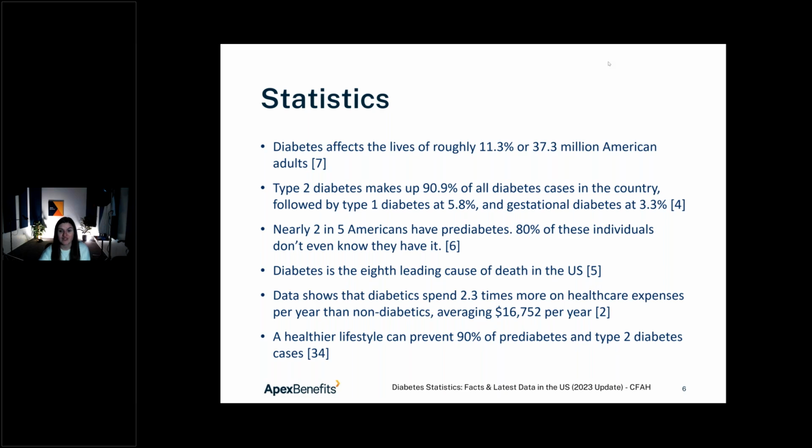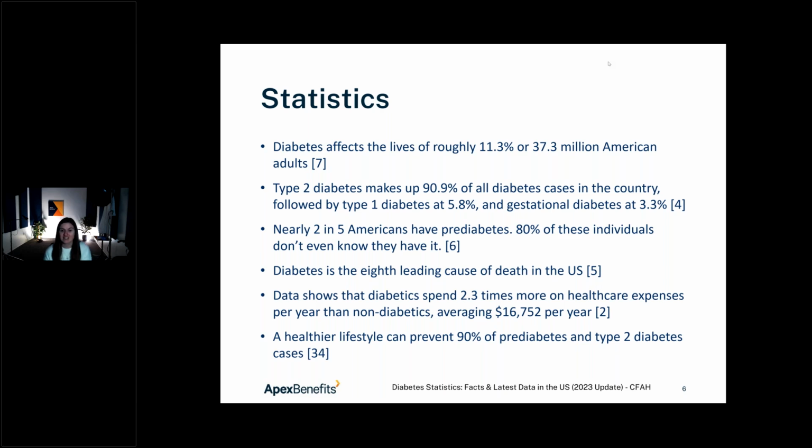What I think is most startling on this slide is that nearly 2 in 5 Americans will have pre-diabetes, and 80% of those people do not even know they have it. And that's because, like I said, it's kind of like that silent thing that comes up, and until it's really serious, you might not know you have it. And so we're going to talk about what you can do to get ahead of that.